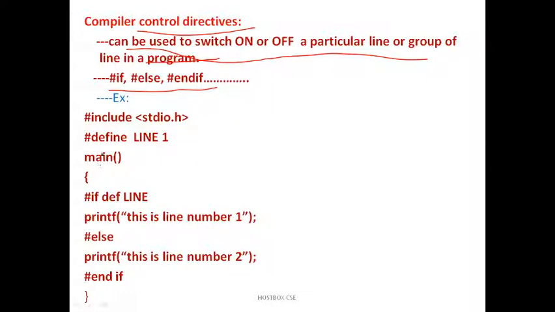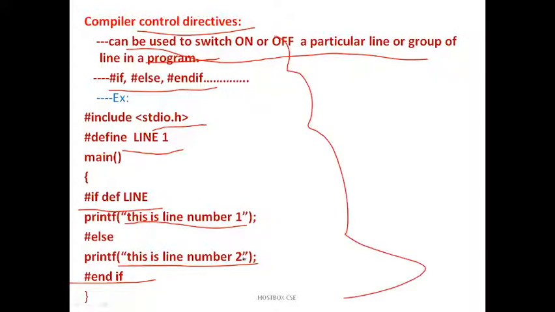Let's see a small example where we write the program: #include <stdio.h>, then I define LINE 1. The meaning is, if LINE 1 is present in the program, it will display; otherwise it goes to the else part, similar to if-else discussed in the decision control statements. So I write main, then #ifdef LINE, then printf this is line number 1. Else, if not there, you have to print this is line number 2, and finish with #endif, which is a must. Like that I can write a very simple program for understanding the compiler control directive.